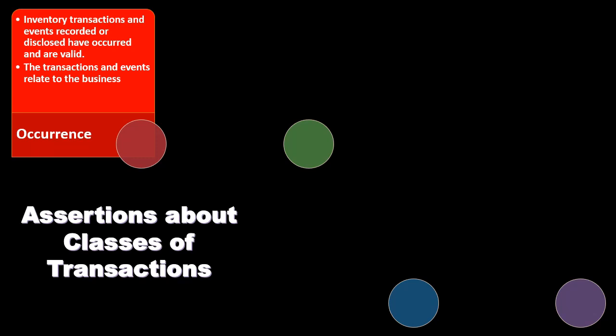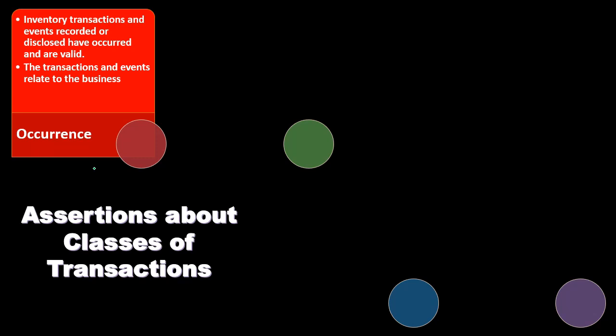First, we're going to consider assertions about classes of transactions. So we're considering inventory, assertions about classes of transactions, assertion of occurrence. Inventory transactions, events recorded or disclosed have occurred and are valid. So remember, occurrence, you're saying these are the things at the end result that are shown here. You can consider the financial statements in general, and then think about, did these things actually occur? Are they representing transactions that actually happened? The transactions and events relate to the business.